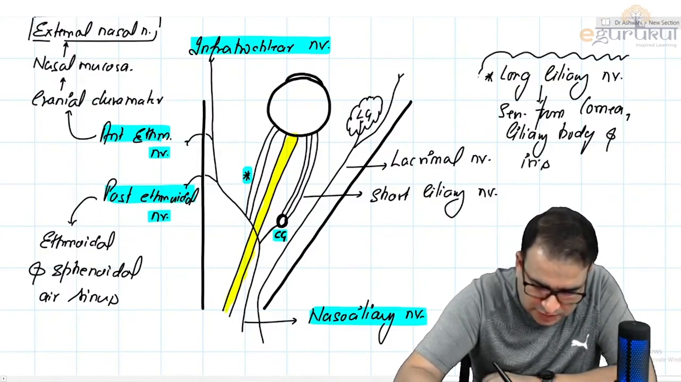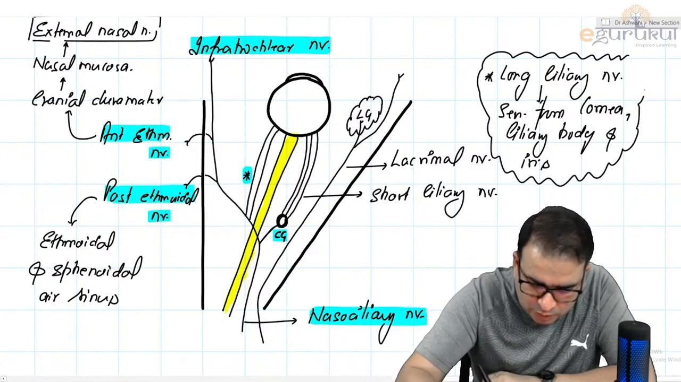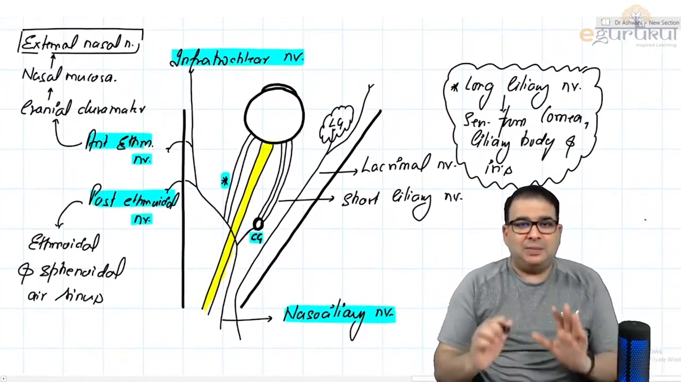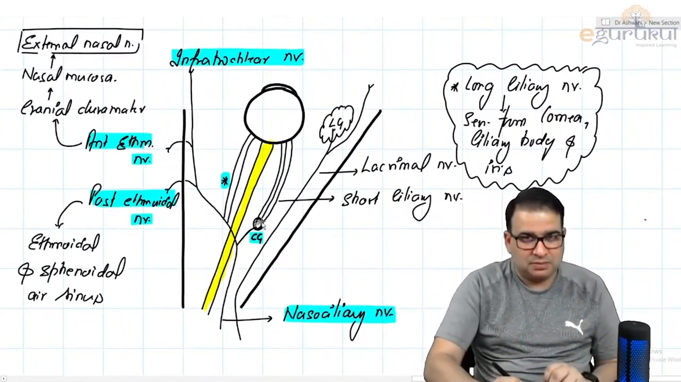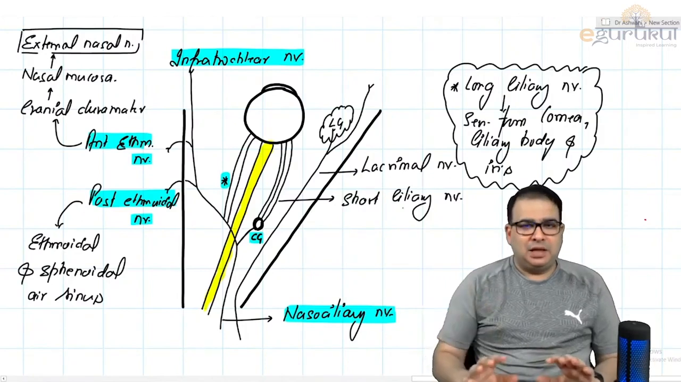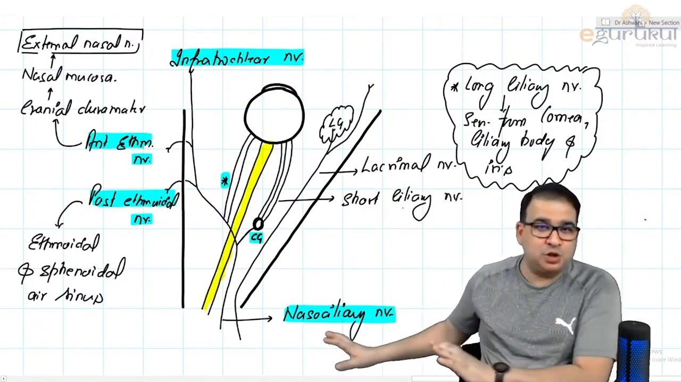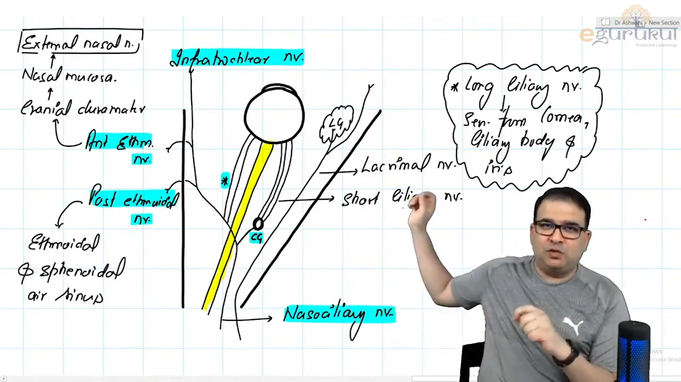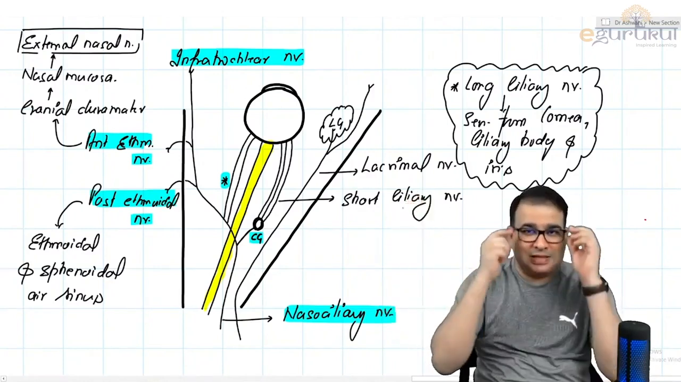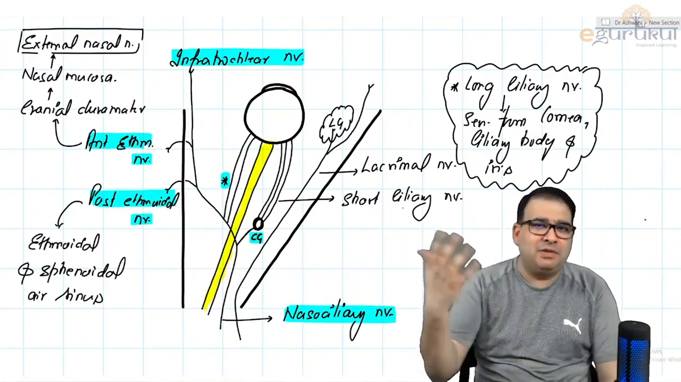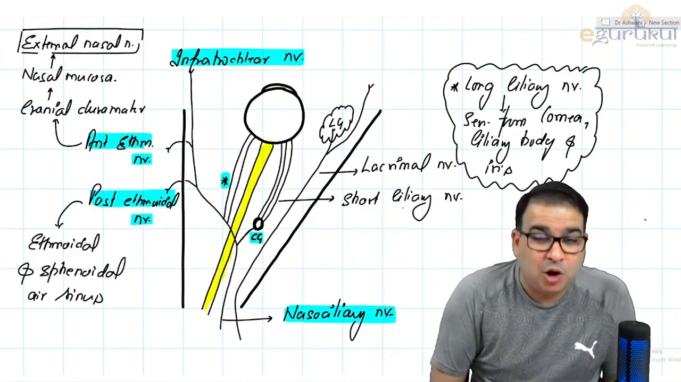That's the function of the long ciliary nerve, and you do not bother about the short ciliary nerves because their story is different. Short ciliary nerves are basically branches of the ciliary ganglion. Their work is different. We should not consider that as a function of this nasociliary nerve. So from the nasociliary you should only think of the long ciliary nerves, which carry sensation from the cornea, ciliary body, and iris. We will discuss this again when we talk about the orbit.